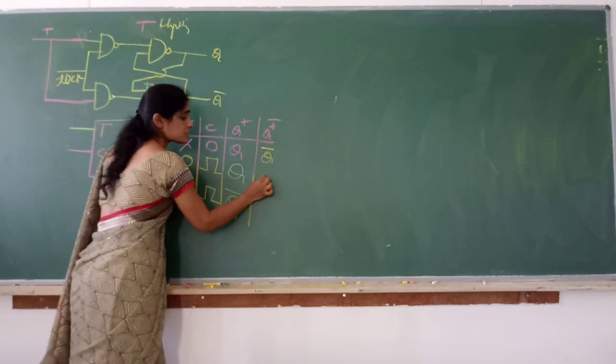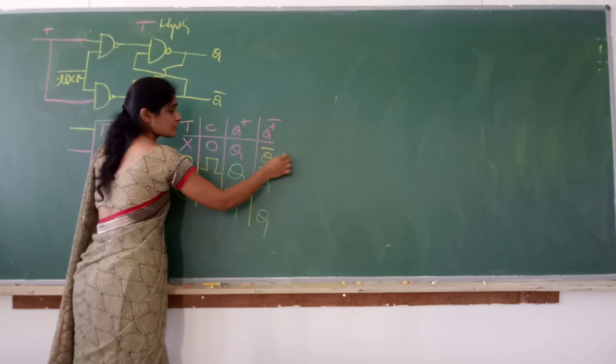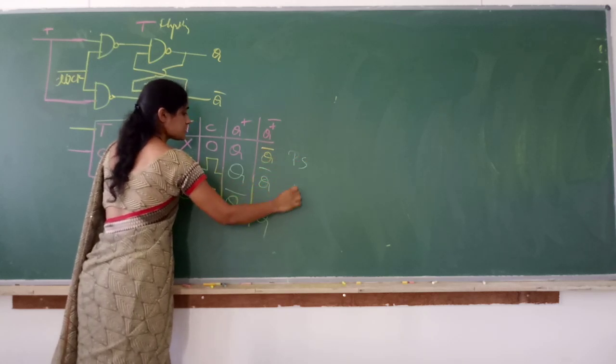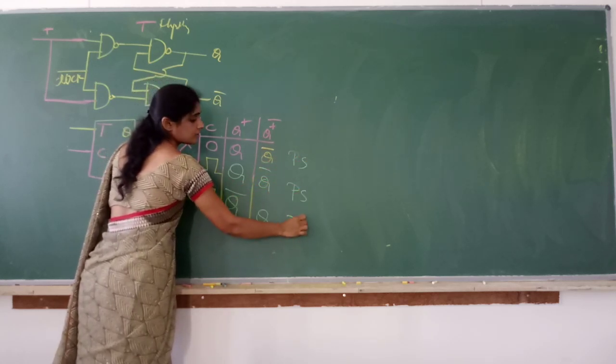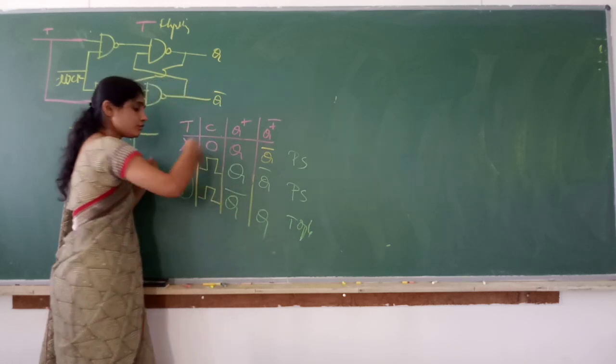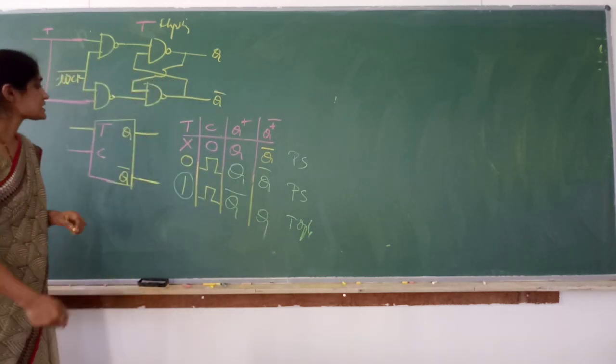So, here is Q bar, here is Q. So, this is previous state. This is also previous state, toggles. Complement of previous state. So, this is T flip-flop.